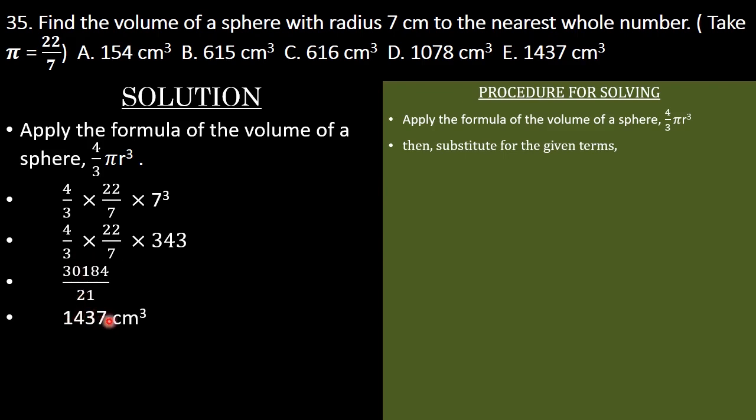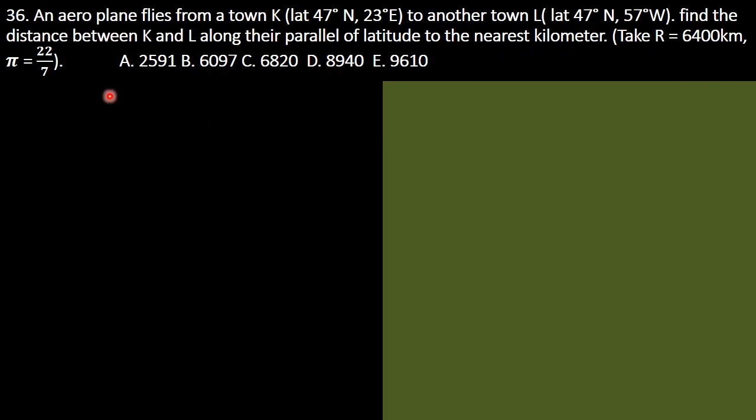Question 36. An aeroplane flies from a town K latitude 47 degrees north, 23 degrees east, to another town L latitude 47 degrees north, 57 degrees west. Find the distance between K and L along the parallel of latitude to the nearest kilometer. Take R equals to 6,400 km and pi equals to 22 over 7. Let's check the procedure for solving this.